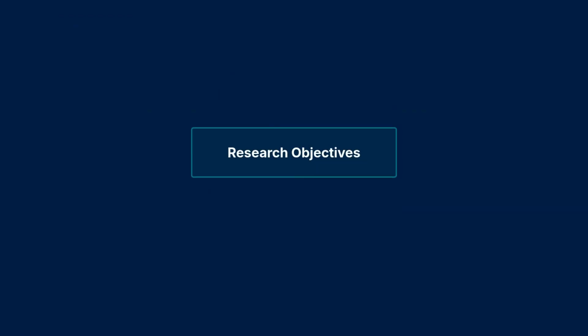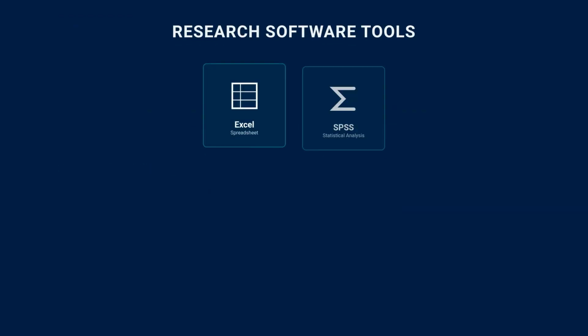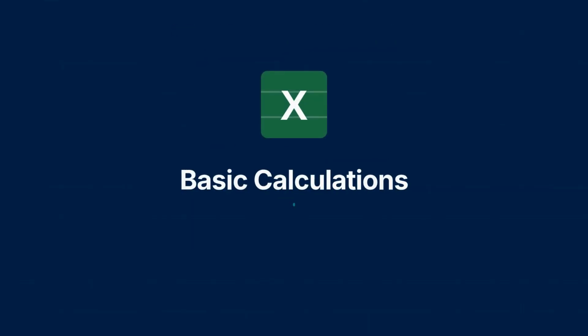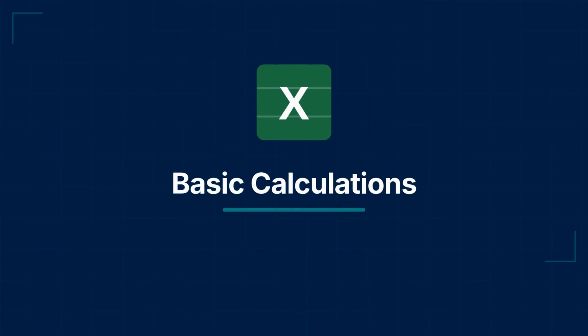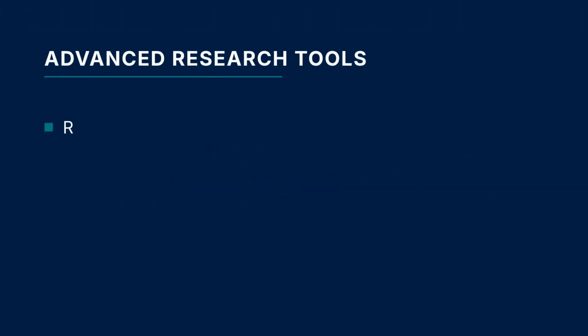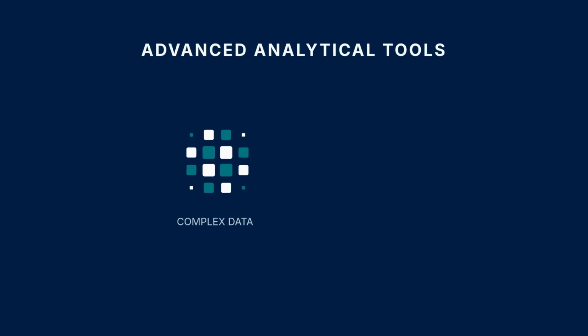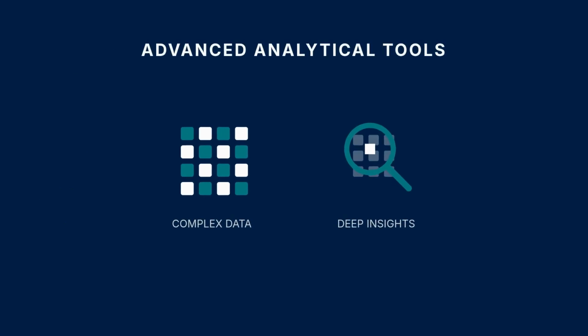Throughout the process, ensure your findings are supported by evidence and connect them back to your research objectives. Use tools and software that match the complexity of your study. Basic tools like Excel are great for simple calculations, while advanced tools like R, Python, NVivo, or Atlas.TI are ideal for handling complex data and extracting deeper insights.